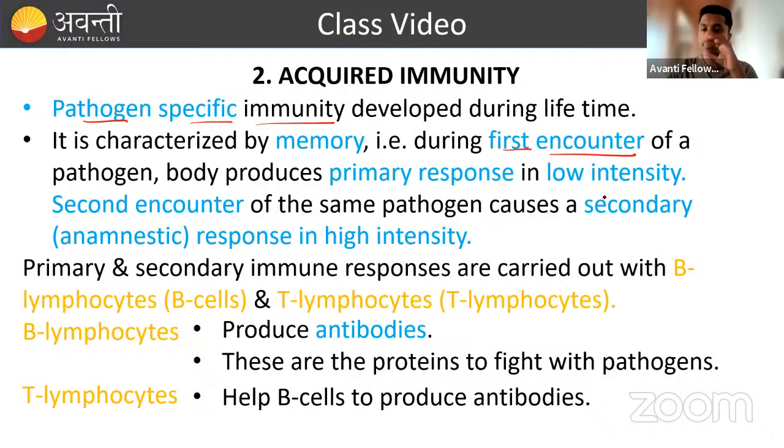So this first encounter will result in a type of immune response called the primary response. When we get an infection for the first time, our body produces a response called the primary response. What is the primary response? Our body really does not know what it is fighting against. It does not know how this pathogen will affect our physiology or our body.